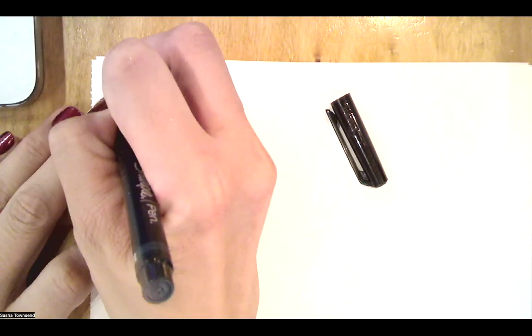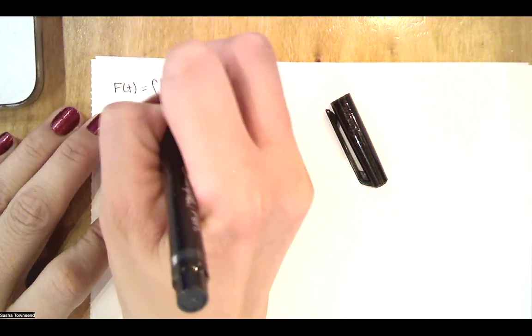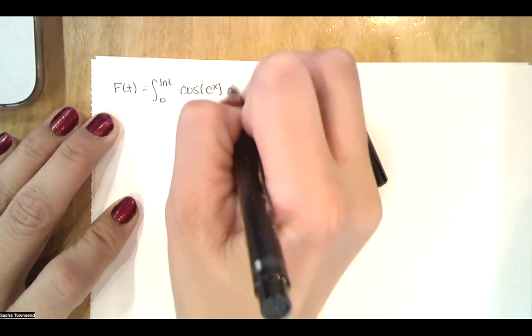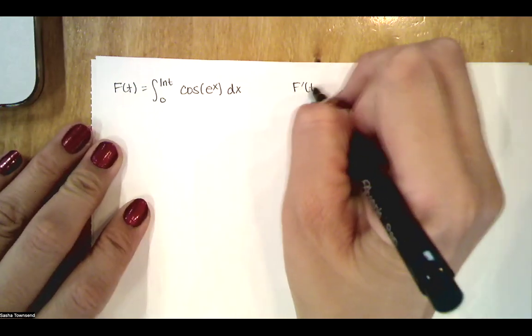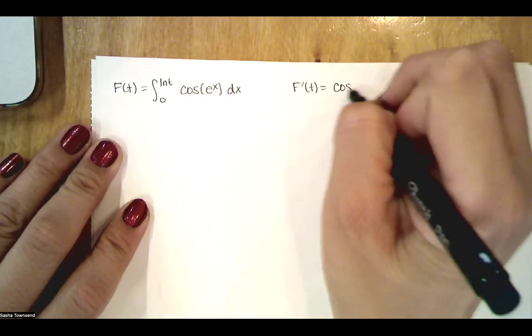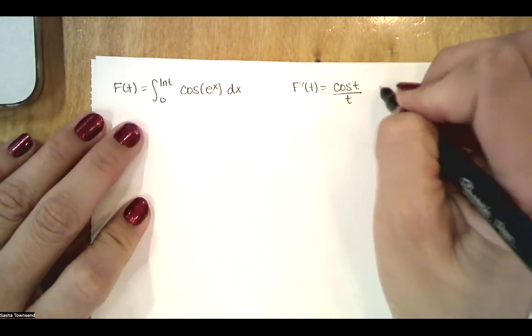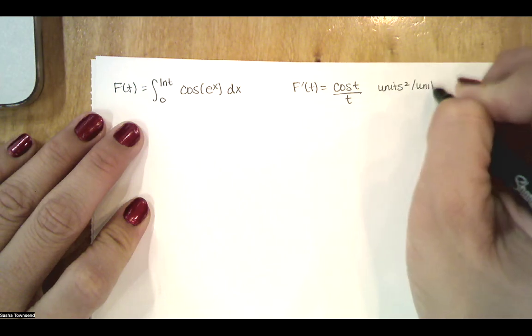We've got f of t equals the integral from 0 to natural log of t of cosine of e to the x dx. And we computed f prime. We got cosine of t dt, or it's cosine of t divided by t, sorry. That's units squared per unit time.